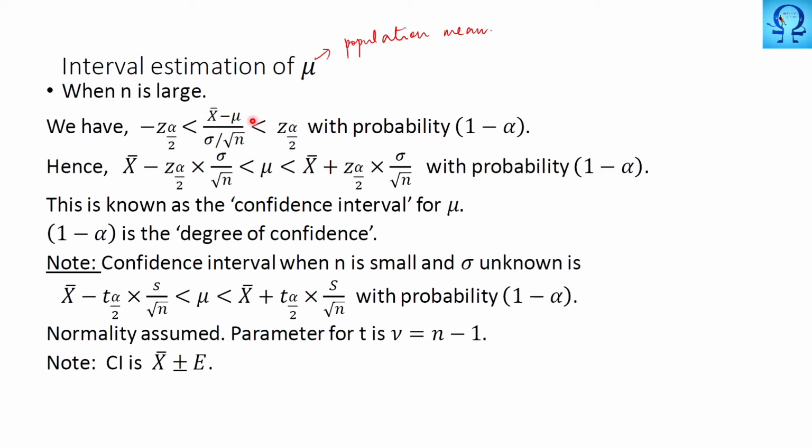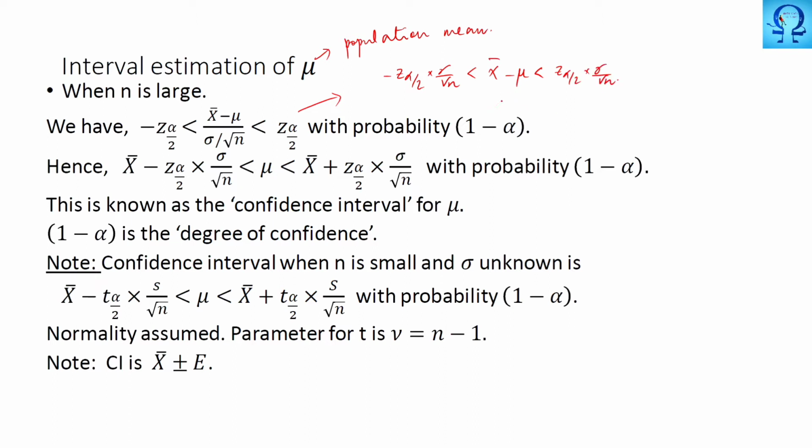Recalling this from the previous deductions, here just try to have this mu and take everything else to the other side. Here, this mu is an unknown value, so the remaining things are kind of known to us. When you take other things to the other side, you would get minus z alpha upon 2 product with sigma upon under root n is smaller than x bar minus mu smaller than z alpha upon 2 product with sigma upon under root n.